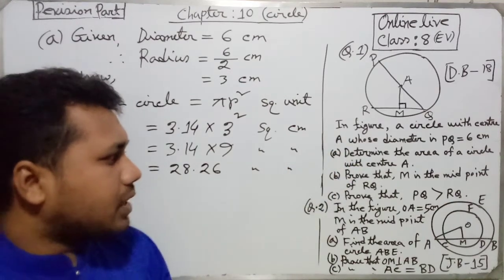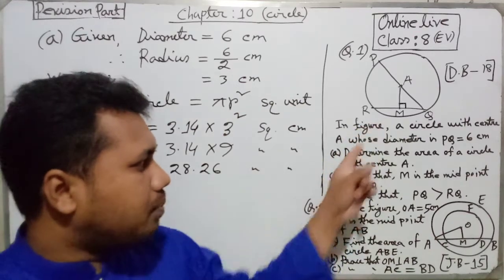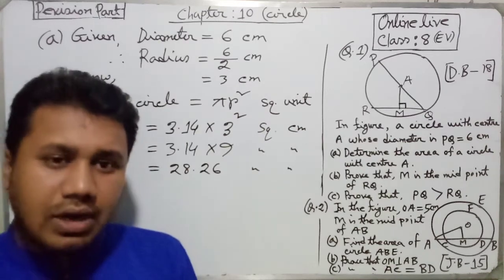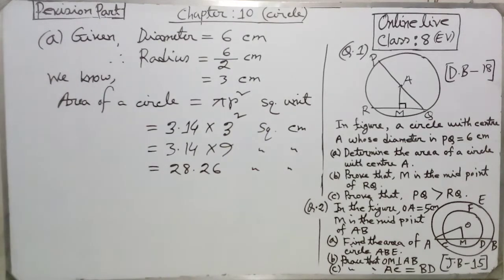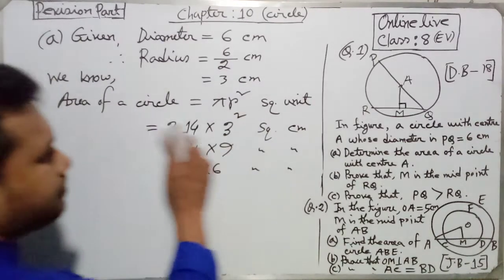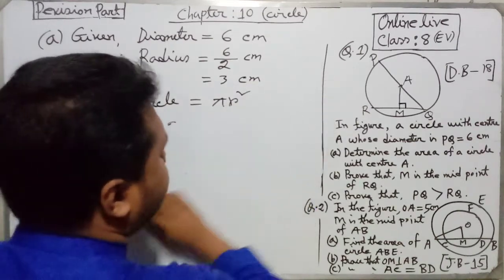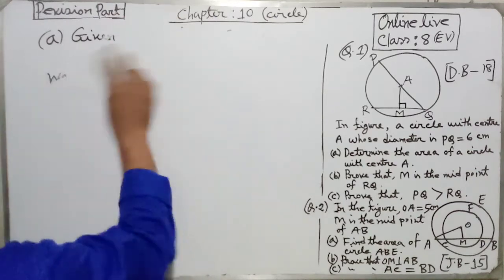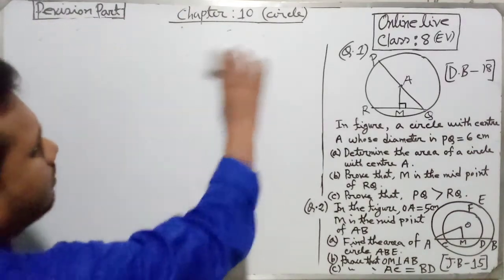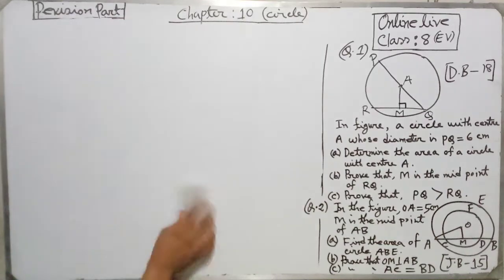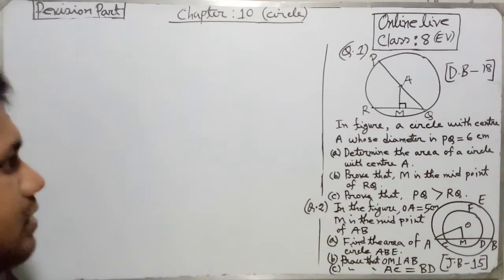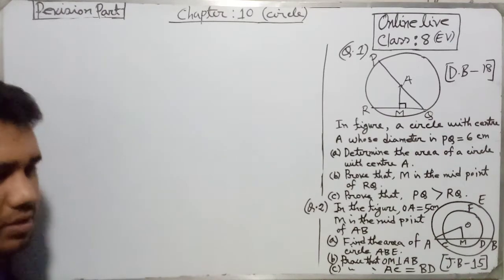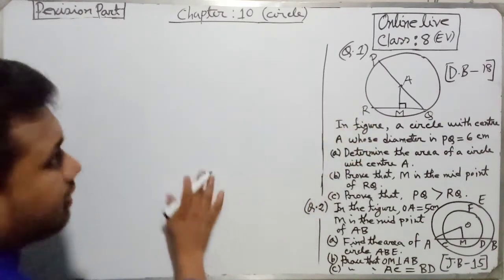Now B number said that prove that M is the midpoint of RQ. So here M is the midpoint of the chord RQ. We have to prove that. So this is a theorem, our theorem number 1 in our math book, chapter 10. So dear students, at first we need the particular enunciation. But before writing the particular enunciation, at first draw your figure.